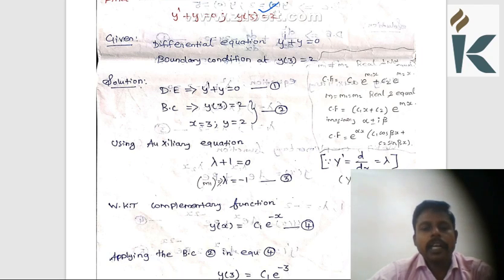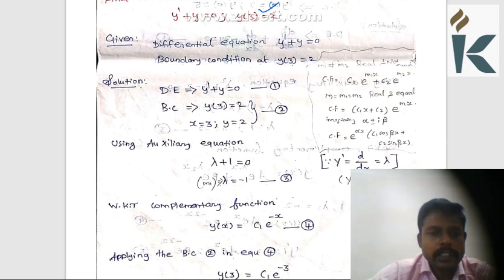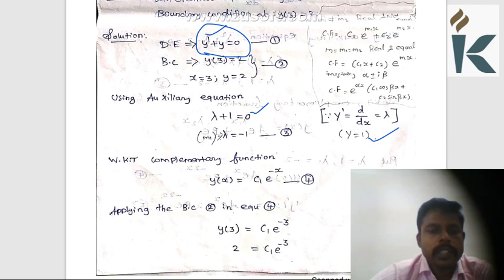So here we substitute y dash as lambda and y as 1. Therefore we rewrite the equation like this: lambda plus 1 is equal to 0. Therefore lambda is equal to minus 1. That is m1, the real root, is equal to minus 1.